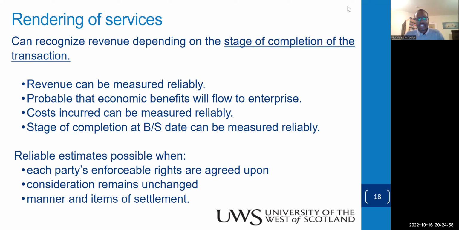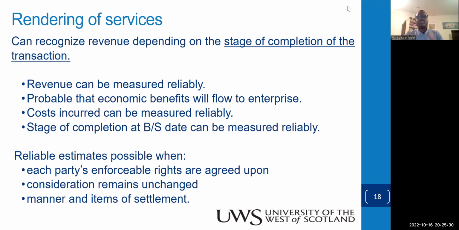When we render service, we must look at the stage of completion. If I'm building a bridge, constructing a road, at any stage, if I finish 40%, I must get a revenue that corresponds to the 40% work completed. That's why I'm saying, if you look at IFRS 15, revenue from contracts with customers, you'll find these stages of completion. It's a little technical, not too much, but it's easy to walk through, all right?